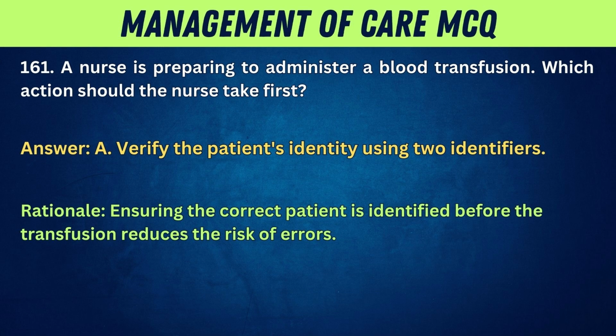Answer. A. Verify the patient's identity using 2 identifiers. Rationale. Ensuring the correct patient is identified before the transfusion reduces the risk of errors.